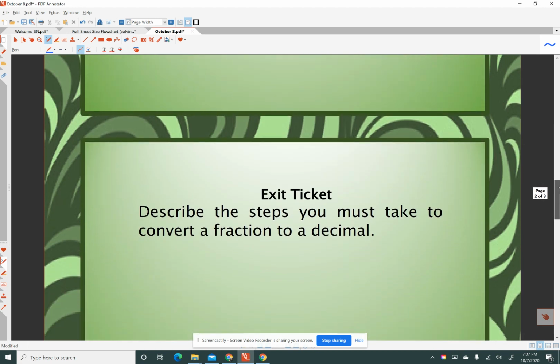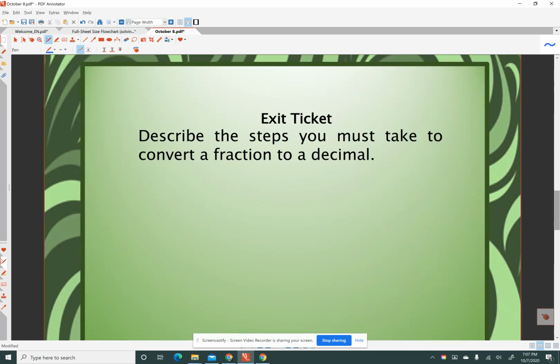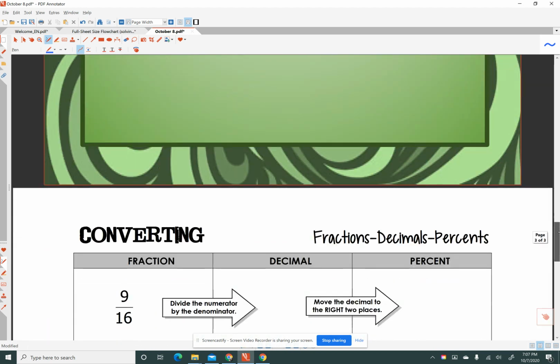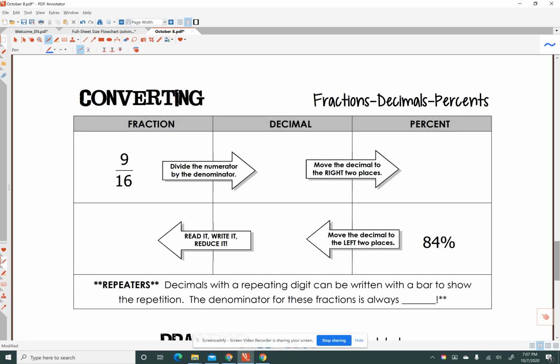Our exit today will be to describe the steps you must take to convert a fraction to a decimal. So we're specifically asking about that one skill. So let's get started. When we convert fractions to decimals and then to percents, we are dividing the numerator by the denominator.